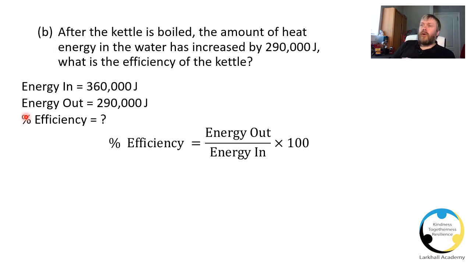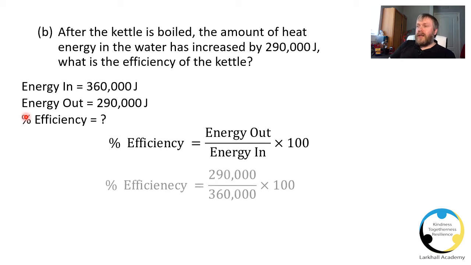Hopefully you've got it. We're going to plug in our numbers. So let's have a look. The efficiency is equal to 290,000. So that's just our energy out here with 290,000. So we're going to pop that in the top there, divided by the energy in, which was 360,000 joules. So 360,000 here. And then the multiplied by 100 just stays as it is. And that's absolutely perfect. Now, no rearrangement here. This is nice. We've got the equation in exactly the form we need.